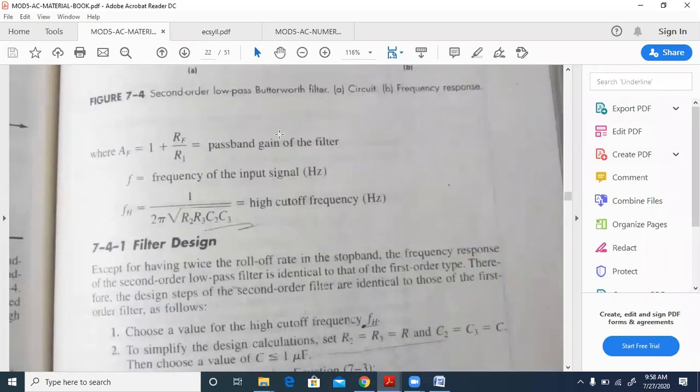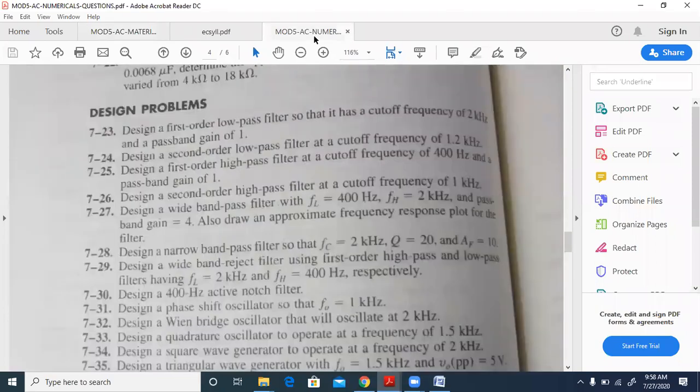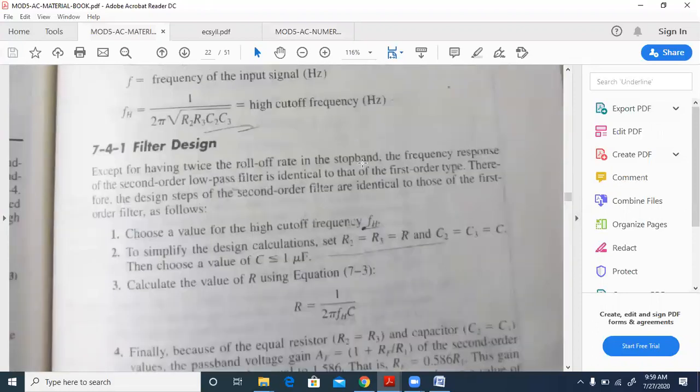So whenever we talk about design, please remember that it is the resistors and the capacitors which we should find. Okay, in the design, we should find the resistors and the capacitors. Okay. Next, we go for 7.25. Design a first order high pass filter at a cutoff frequency of 400 hertz and a pass band gain of 1. Whenever we say pass band gain of 1, please remember that it is the voltage follower only. RF is equal to 0 and R is open and RF is short. Okay, so that is the voltage follower. Then corresponding to this cutoff frequency of 400 hertz, we need to design a high pass filter.